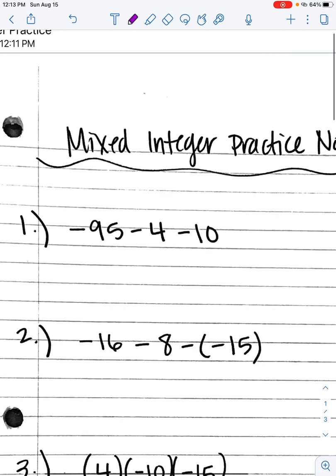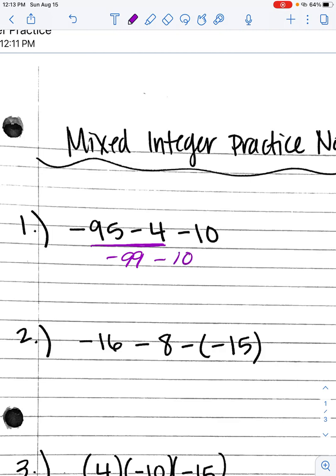Okay, number one, we have negative 94 minus 4 minus 10. Since these are all negatives, we can just work from left to right. My first problem is negative 95 minus 4. Remember, this is the same sign. Find the sum. There's lots of negatives. So I'm going to do same sign, find the sum. So 95 plus 4 is 99, and they're all negative. So it's going to be a negative 99, and then we still have to subtract 10 more.